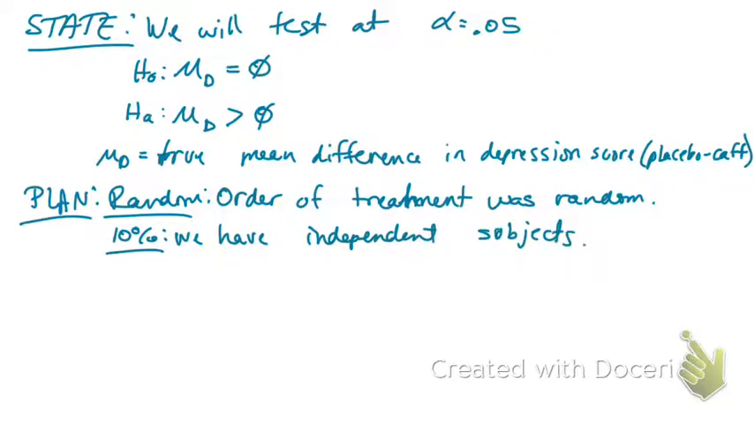The whole reason we check the 10% condition is to make sure we have independent observations, and our subjects are all independent and they're all reacting independently. So we have that under control.